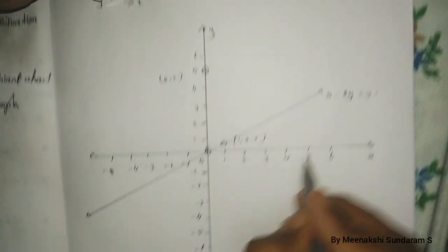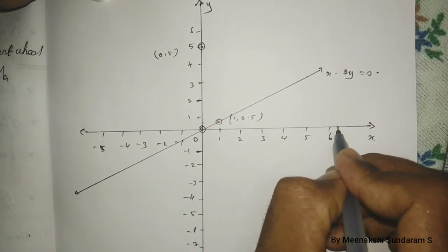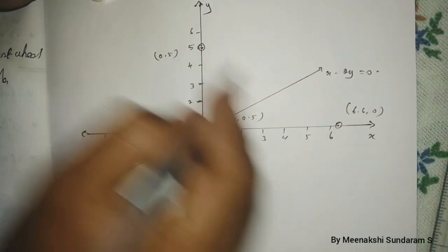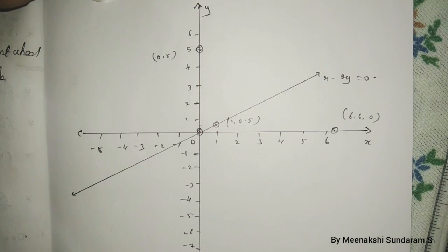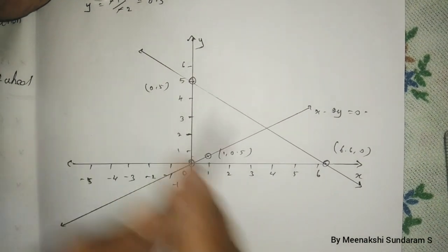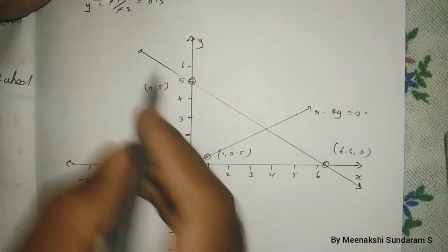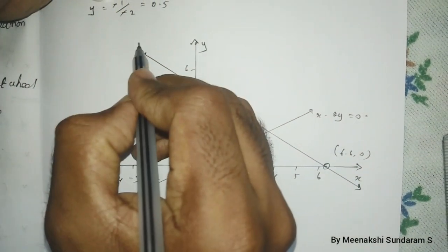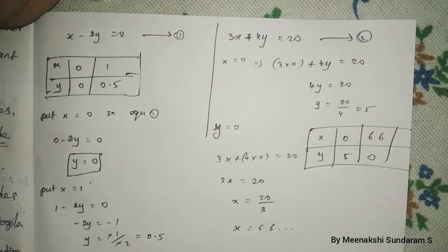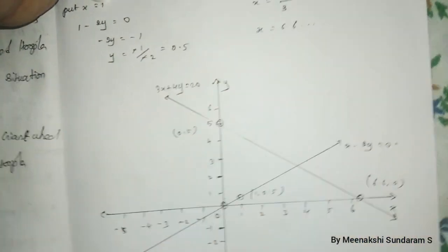(6.6, 0). So 6.6 in x-axis, y is 0, so here (6.6, 0). Now we just simply connect these 2 points and can get a line. Now we completed when we connected the 2 points. What is the name of this line? You can write the equation, that is the name. What is the equation? 3x plus 4y equal to 20 is the name of the line.